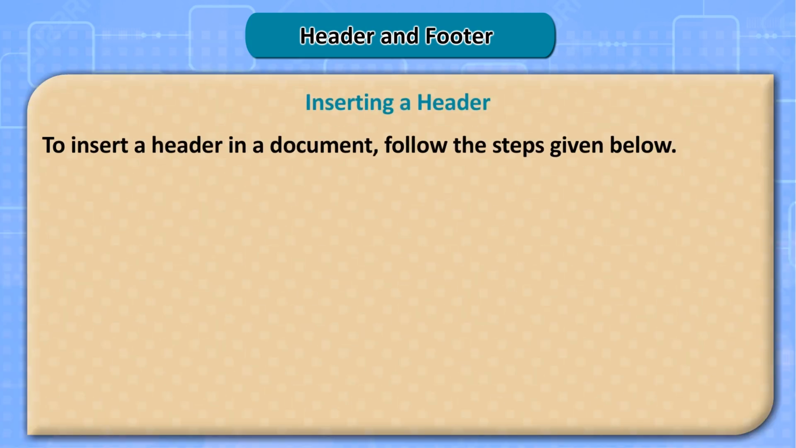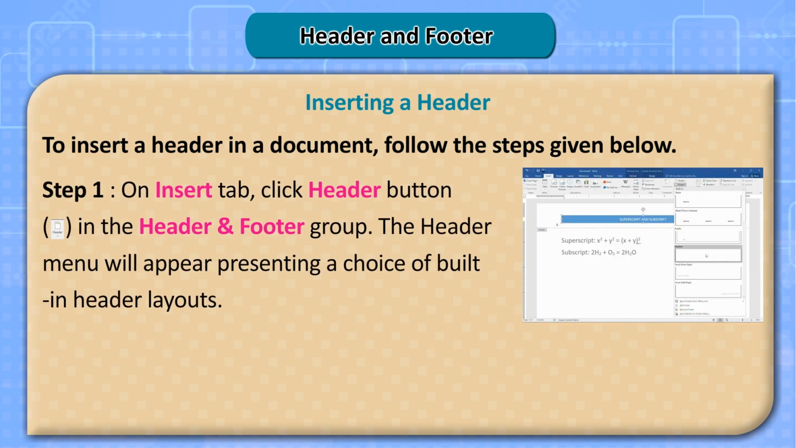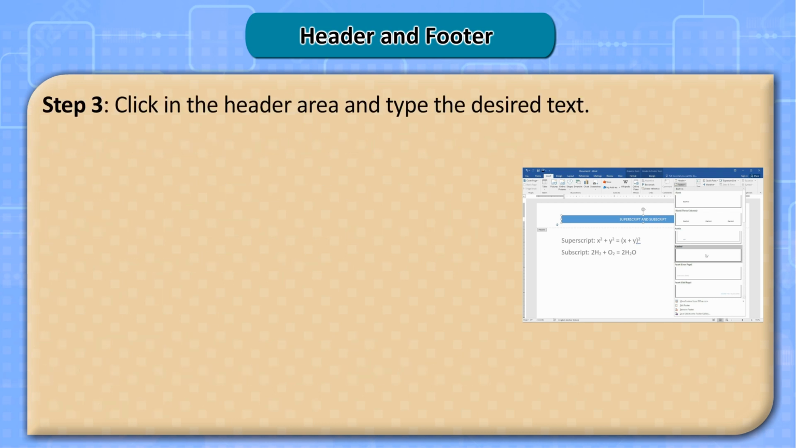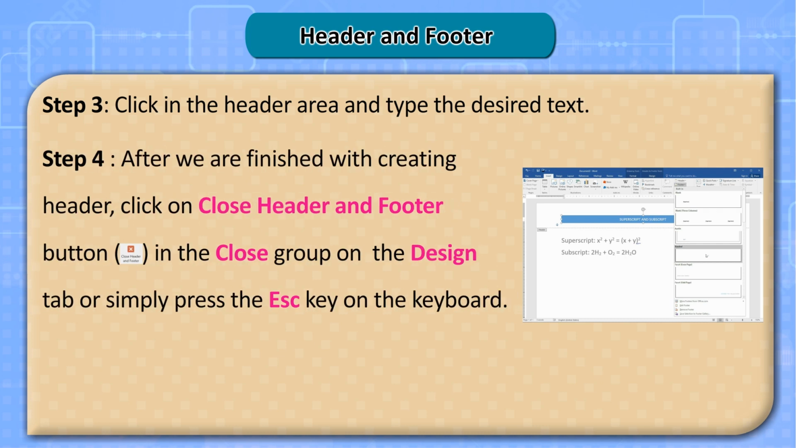Inserting a header. To insert a header in a document, follow the steps given below. Step 1. On Insert tab, click Header button in the Header and Footer group. The Header menu will appear presenting a choice of built-in header layouts. Step 2. Select a layout of your choice. The header area will appear along with a placeholder. The Design tab also appears on the ribbon. Step 3. Click in the header area and type the desired text. Step 4. After we are finished with creating header, click on Close Header and Footer button in the Close group on the Design tab or simply press the ESC key on the keyboard.